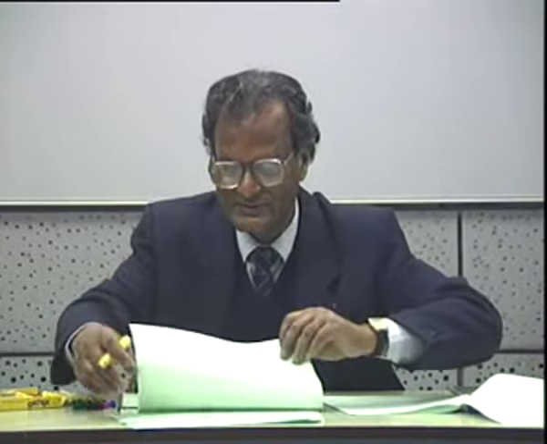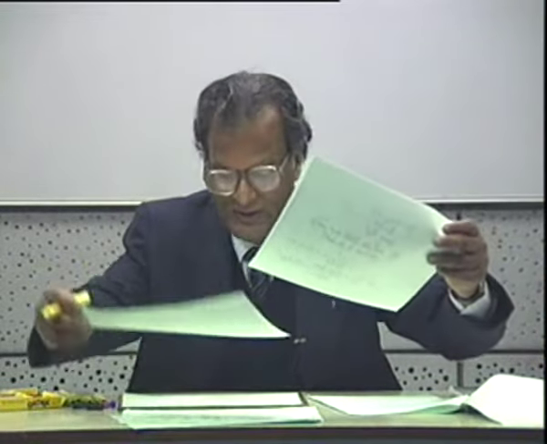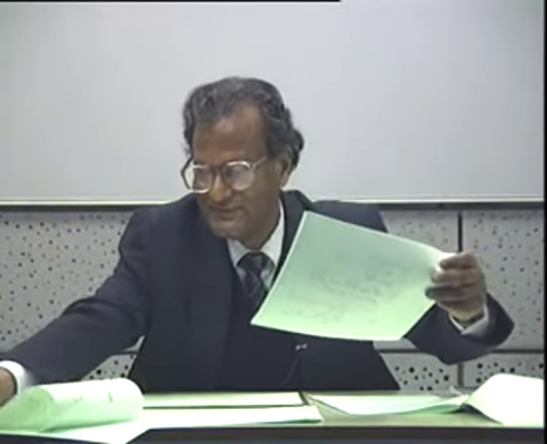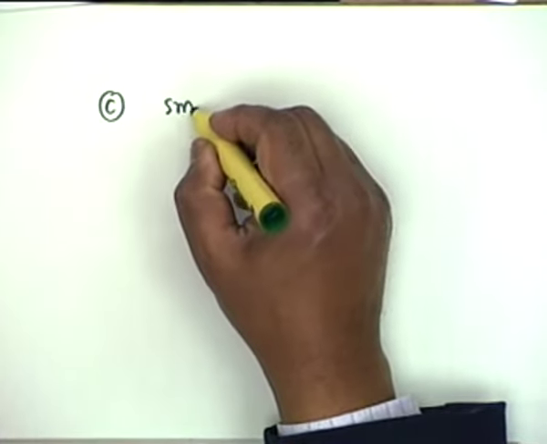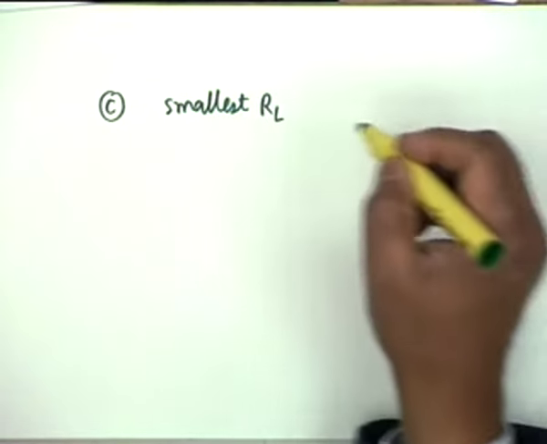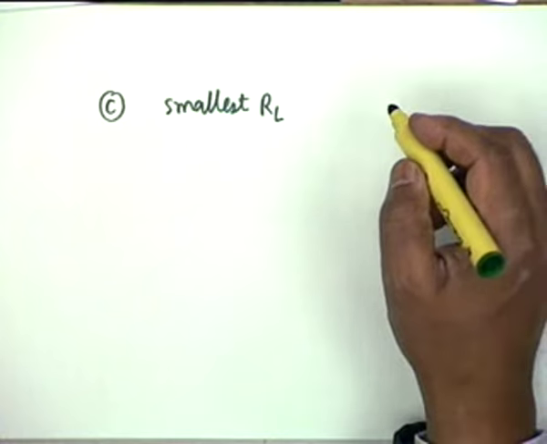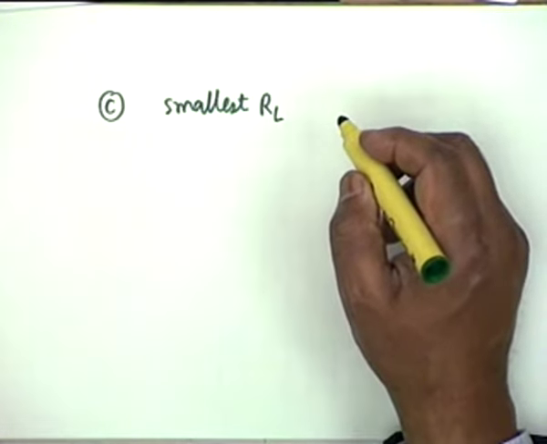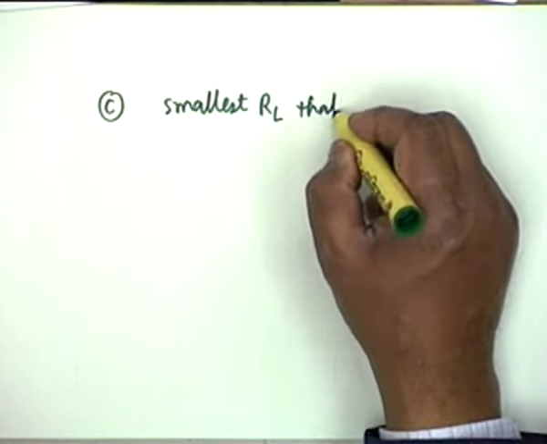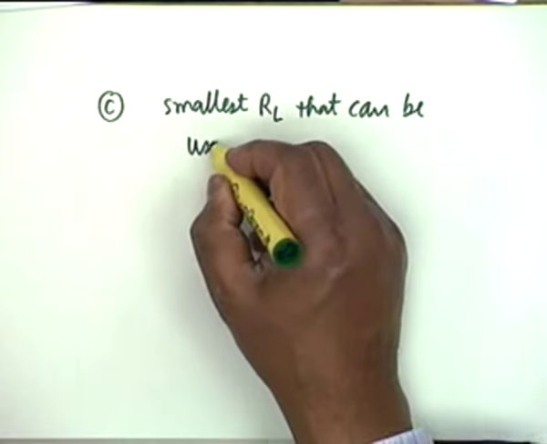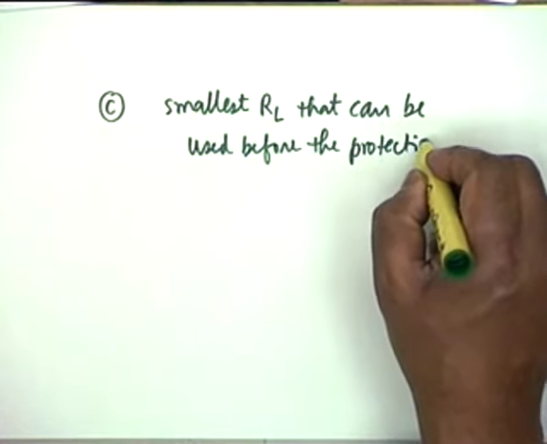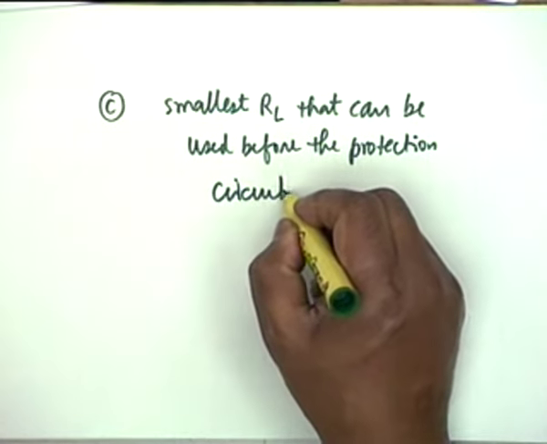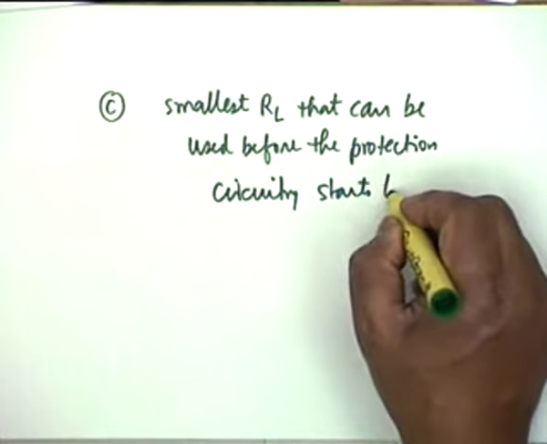The last part of the question. What was the last part of the question? I have not spelled out yet the last part of the question. The last part of the question is, what is the smallest RL that can be used before the protection circuitry starts to operate?